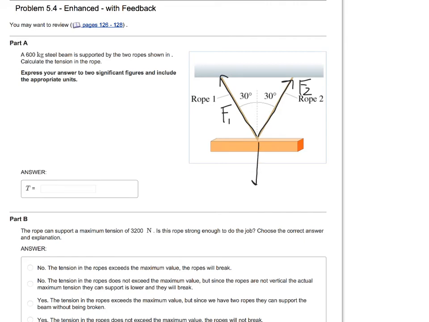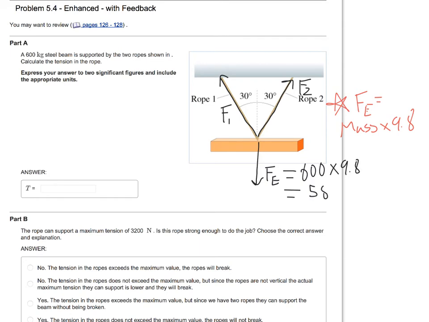We also have the force of the earth. If you look, there was a note here that stated that the force of the earth is simply equal to the mass of the object times 9.8. We'll be talking more about that later, but for now we're just going to use this shortcut. So the force of the earth in this case is 600, which is the mass, times 9.8, which gives me a force of 5,880 newtons. So there's my force of the earth.